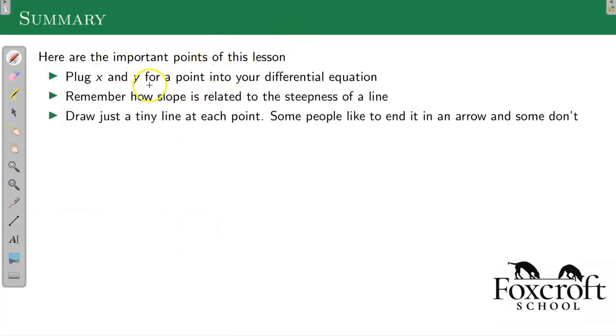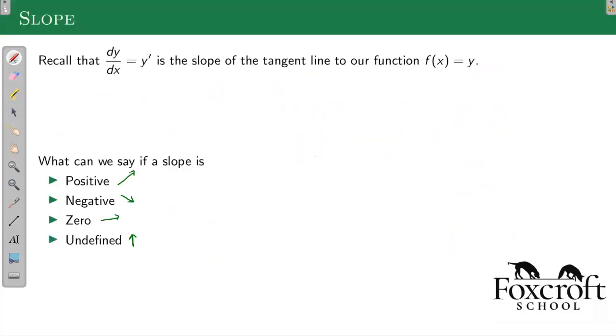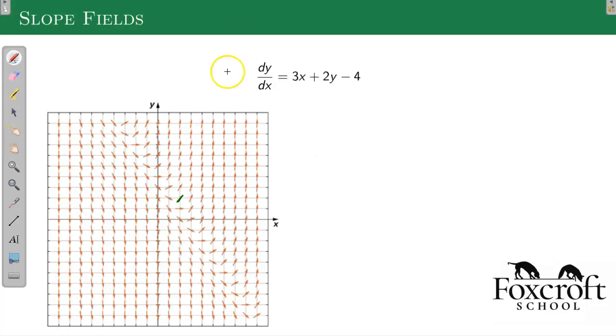All right, so here are your important points. To create a slope field, you just plug your x and y point into your differential equation and figure out what the slope of that tangent line would be. Just remember how slope is related to the steepness of the line. And you just draw a tiny little line at each point, and when you put it all together, you get your slope field. So again, let's quickly go back to this one and see what it looks like for a computer-generated one. You see all these tiny lines, and you can almost visualize following these lines to create your differential equation.